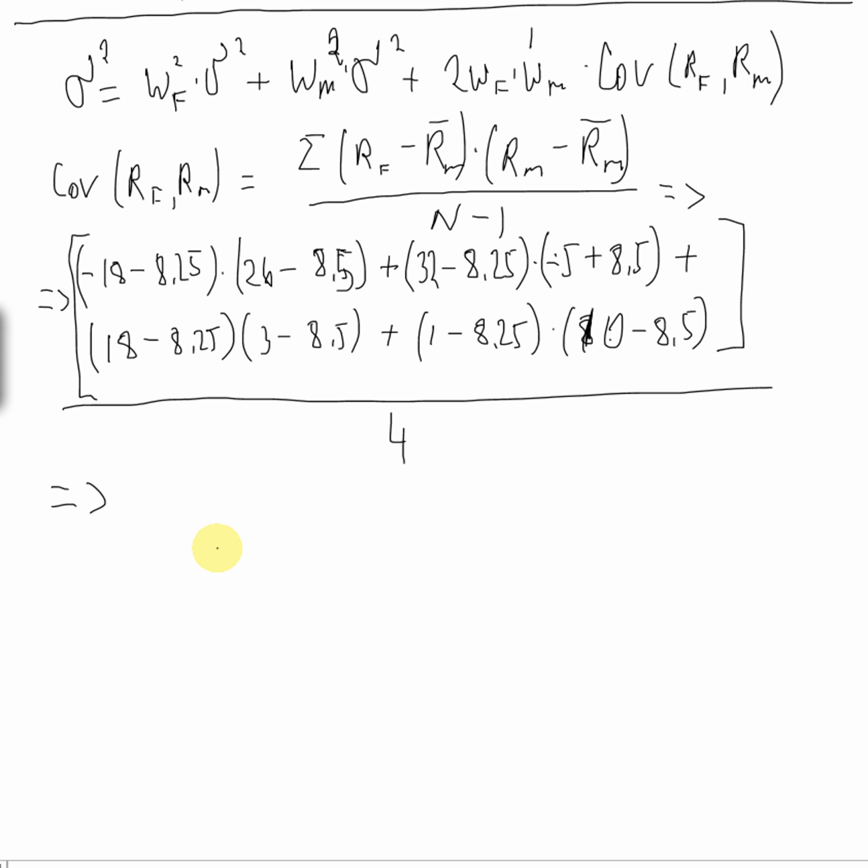Now this is going to take time, and I don't have the calculator for some reason. I should use Excel for this. Instead, I'll just use Excel's function, the function that helps me do the covariance.